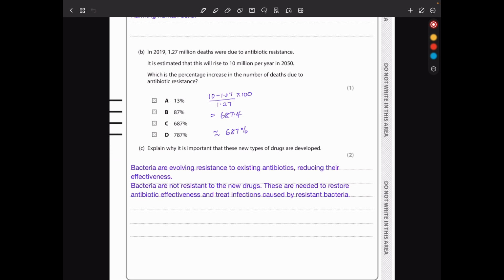So in part C, they say explain why it is important that these new types of drugs are developed. This is because bacteria are getting resistant to some other antibiotics, so we need to develop new ones so that we can overcome this resistance, also that we can cure some diseases because the bacteria will not be resistant to the new ones. So I said bacteria are evolving resistance to existing antibiotics, reducing their effectiveness. Bacteria are not resistant to the new drugs. These are needed to restore antibiotic effectiveness and treat infections caused by the resistant bacteria.